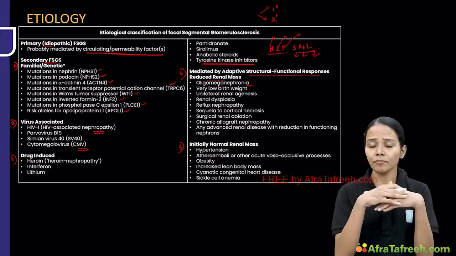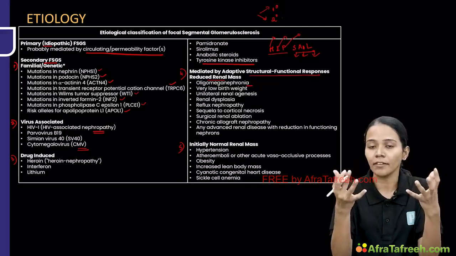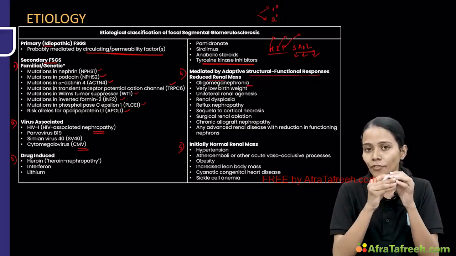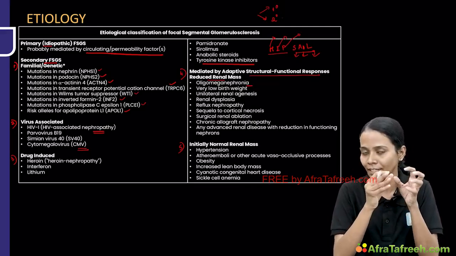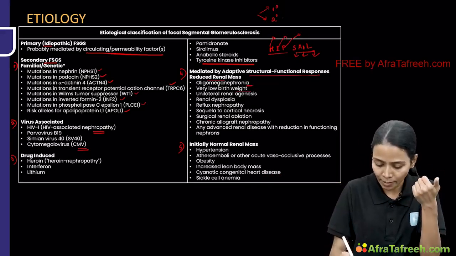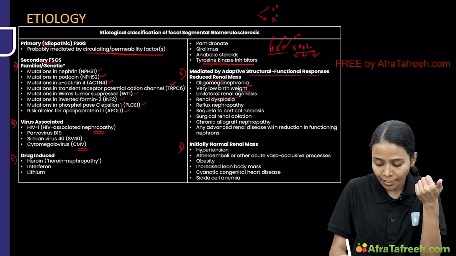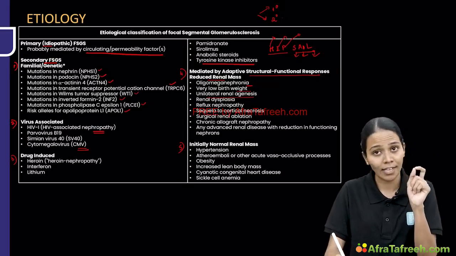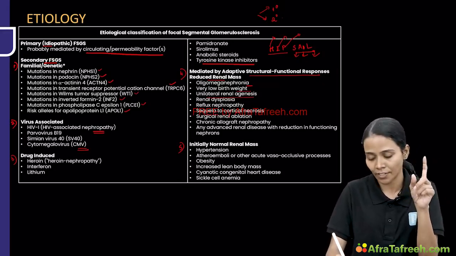Oligomeganephronia, that is by birth when there is less number of nephrons, or less kidney mass. Very low birth weight, because they also will have less kidney mass. Unilateral renal agenesis. So here I want you to notice that very low birth weight itself is a risk factor for renal disease, which is FSGS.